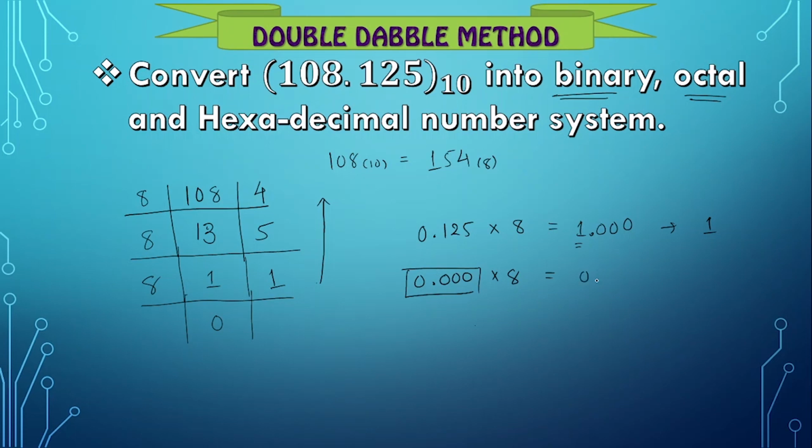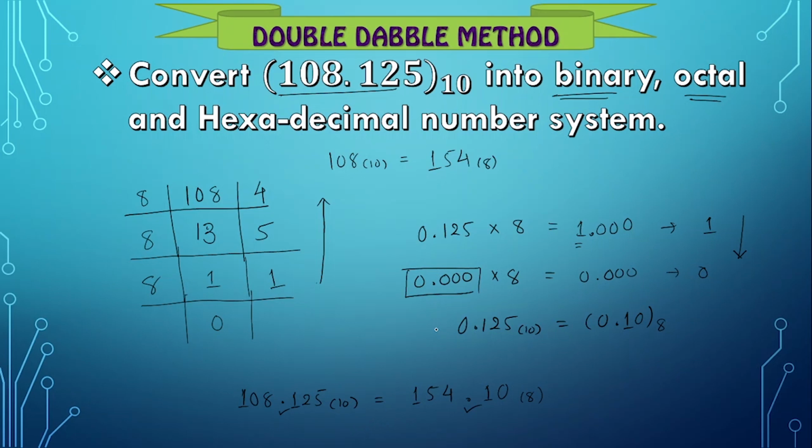See, many a times what will happen is that you will never have this operand as 0. So at that time you may calculate 3 or 4 digits after the point. But here we are getting 0, so we do not have any concern about that. The multiplication results will be listed from upside down. So 0.125 in decimal is equivalent to 0.1 in octal. Okay, so now the whole number 108.125 in the decimal number system can be represented as 154.1 in octal. Here this point is called the decimal point, and this point here is called the octal point.